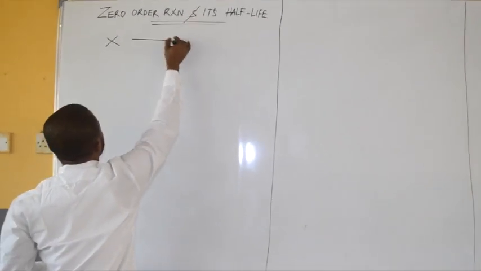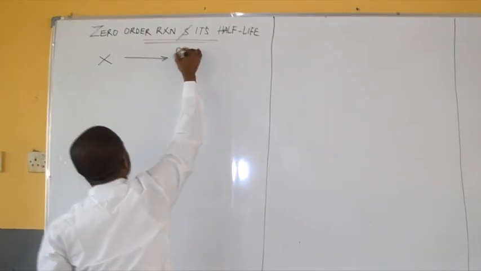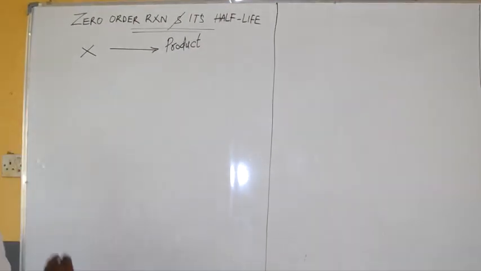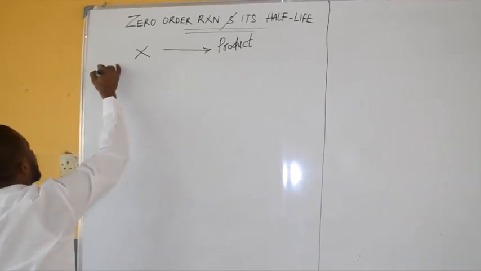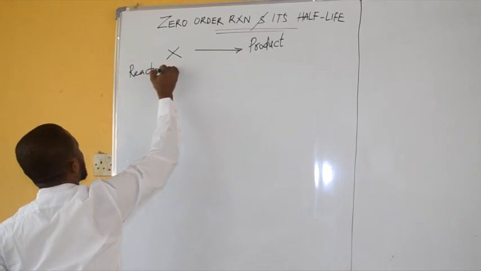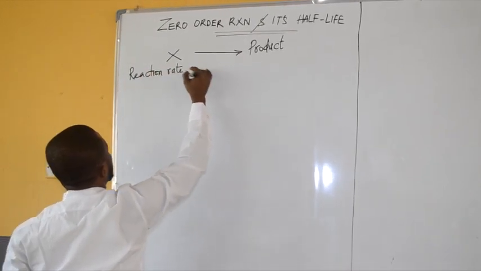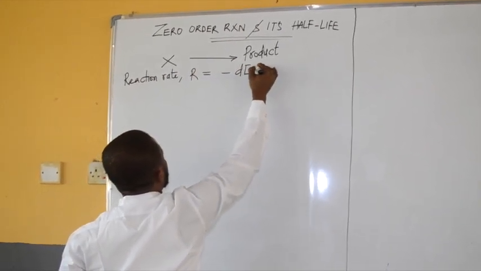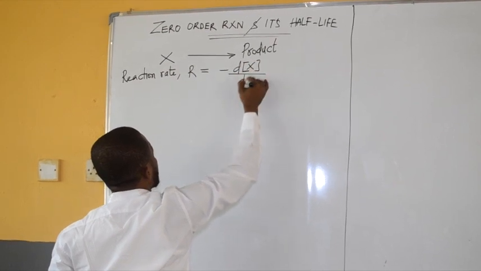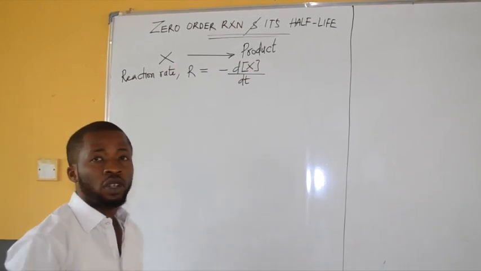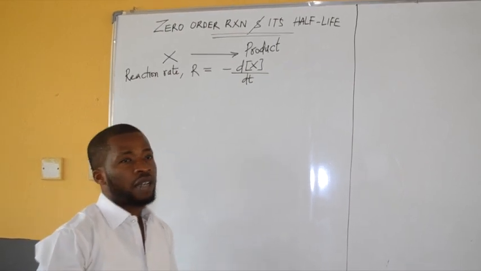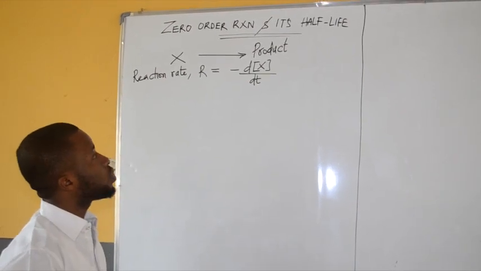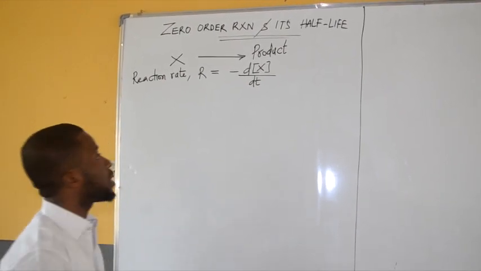So assuming we have a reaction with reactant X giving us a product, the reaction rate of this reaction will be equal to negative change in the concentration of X over dt. Just like I explained. Please, if you haven't watched the video, kindly do so. So the reaction rate of this reaction is equal to negative change in the concentration of X over dt.